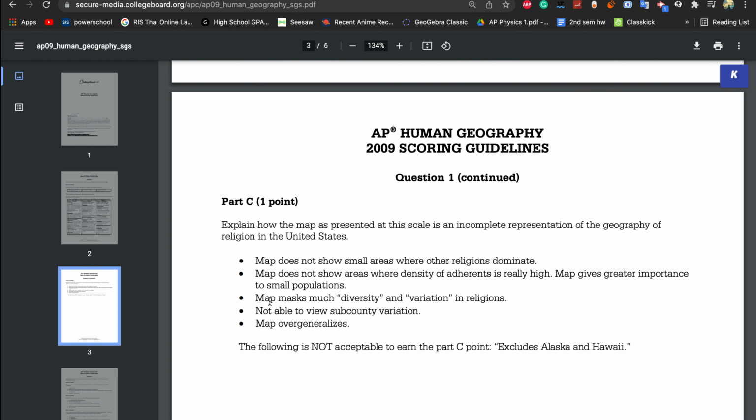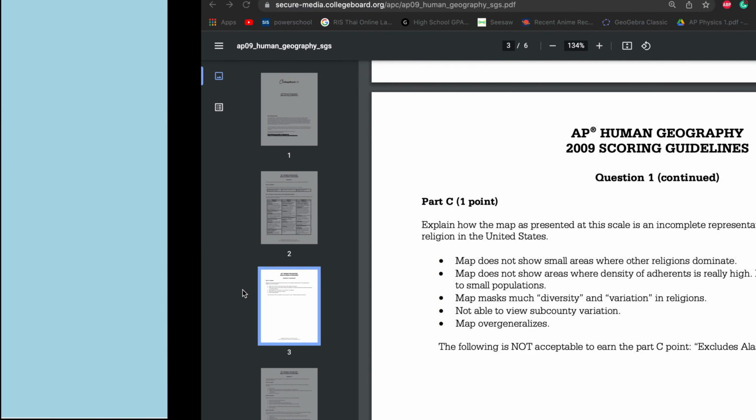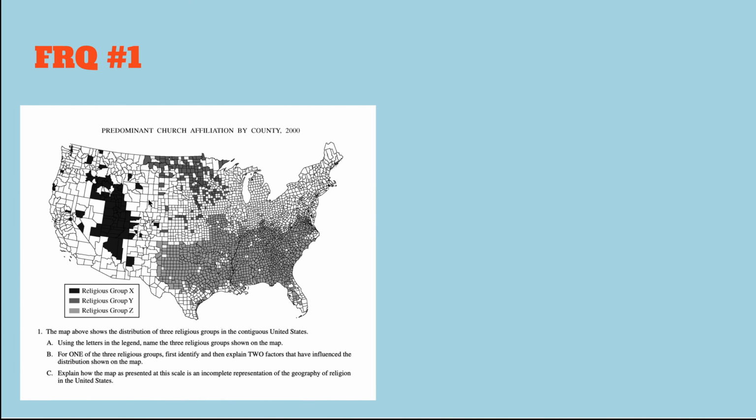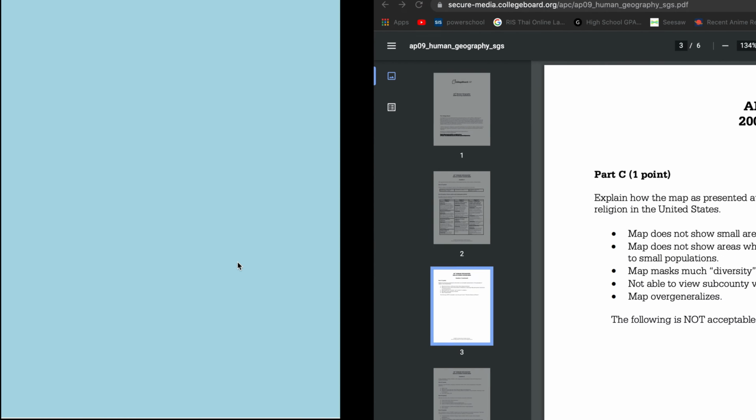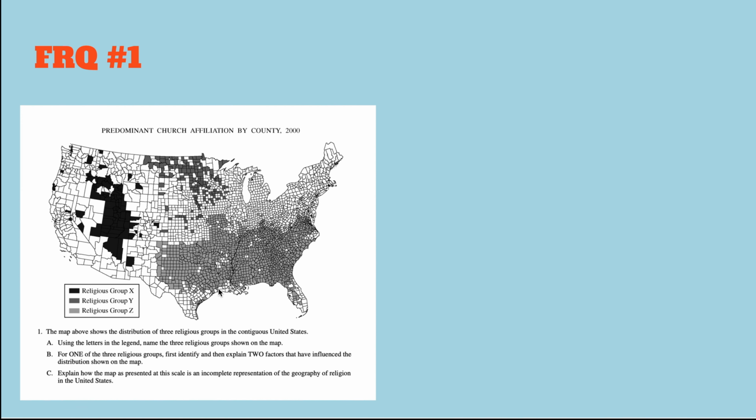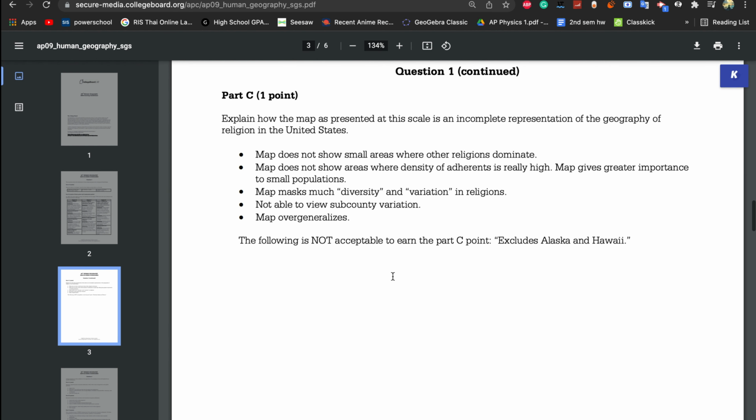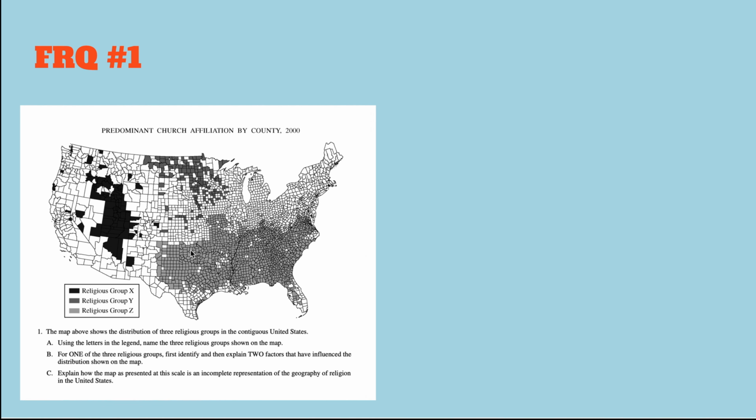You could talk about how the map masks much of the diversity and variation, because it only shows three of them. It doesn't view sub-county, only views counties, and it overgeneralizes. It only shows three, it only shows counties, and it doesn't show the density, to summarize. So that's pretty much part C, and that's pretty much the first FRQ. The first question, part A, hinged a lot on background knowledge. Part B mainly had to do with migration. If you talked about that, you would be okay. And part C was fairly easy. So that was pretty much the first FRQ.